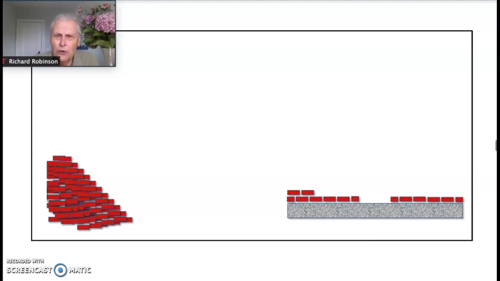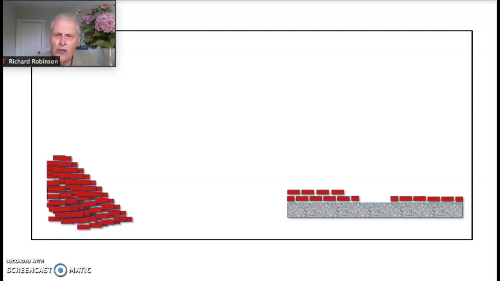Now I'll put another whole brick, and another whole brick, and another whole brick, and another whole brick. And of course we have to leave our space, so we'll put another whole brick on the other side.